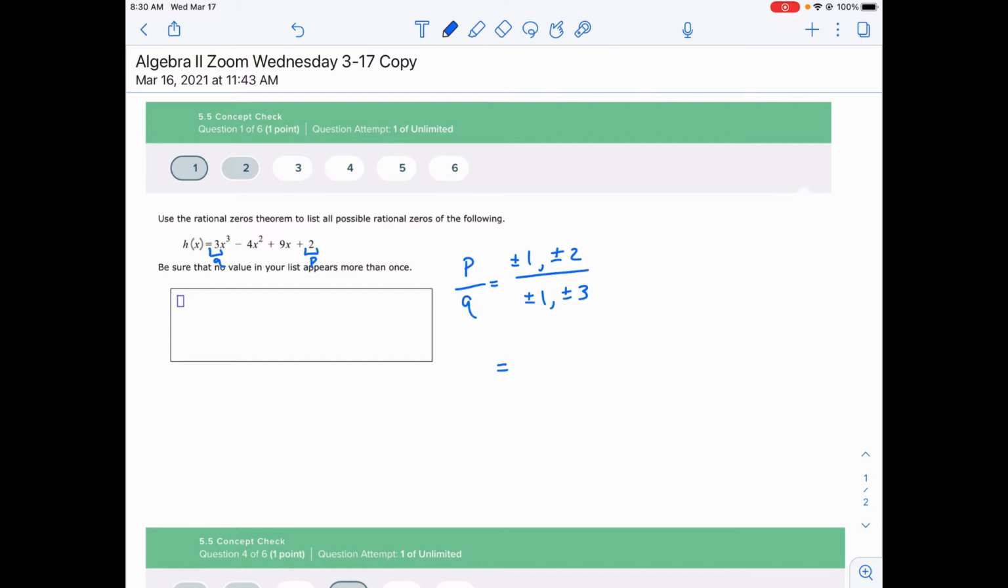So 1 divided by 1 would be 1, so plus or minus 1. 1 divided by 3 would be plus or minus 1/3. Then 2 divided by 1 would be 2. And then 2 divided by 3 would be 2/3. Keep in mind, as you do this and the problems get longer, you never want to repeat values. So if you end up with plus or minus 1 multiple times, you would only list it once.